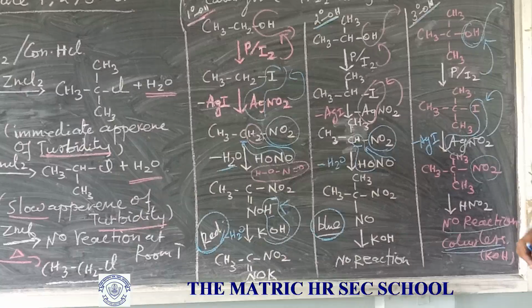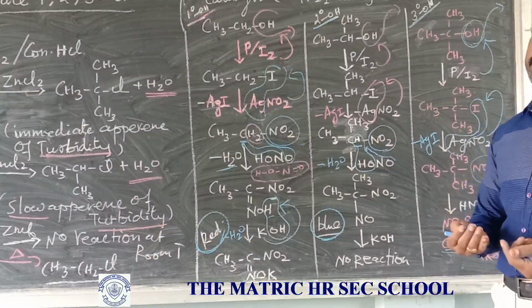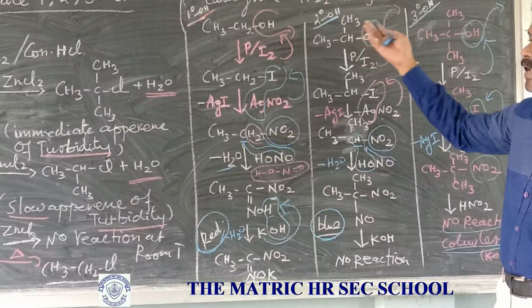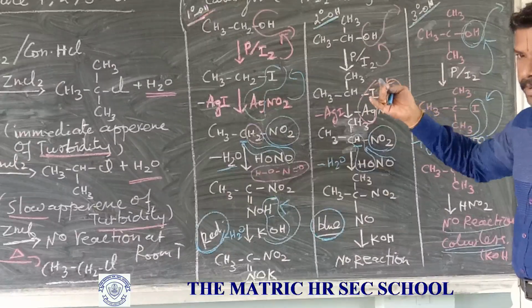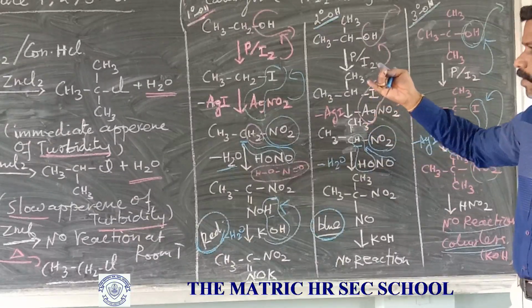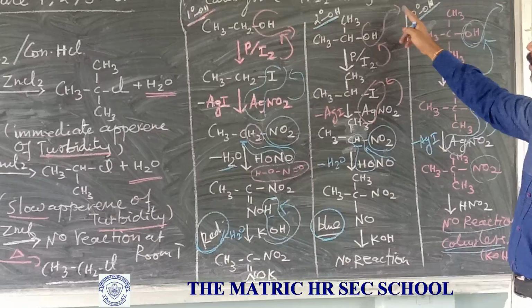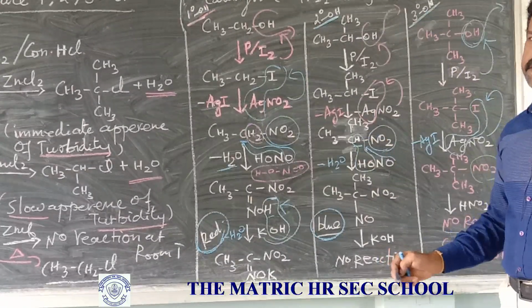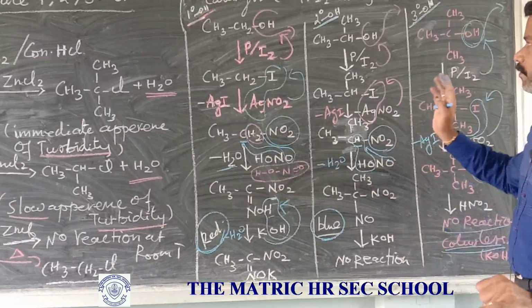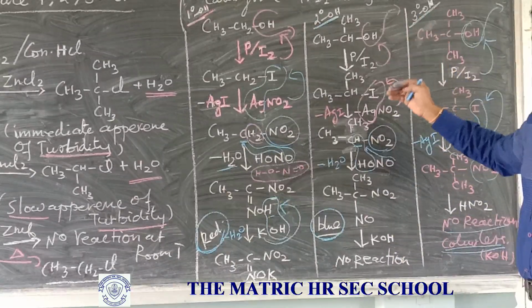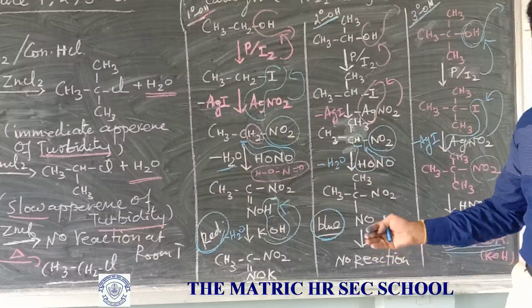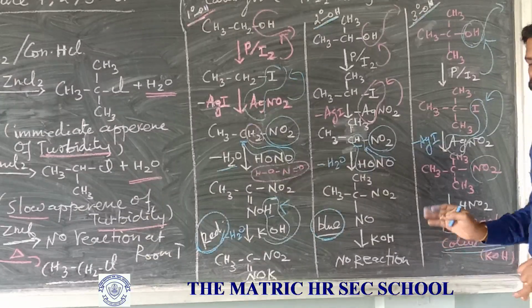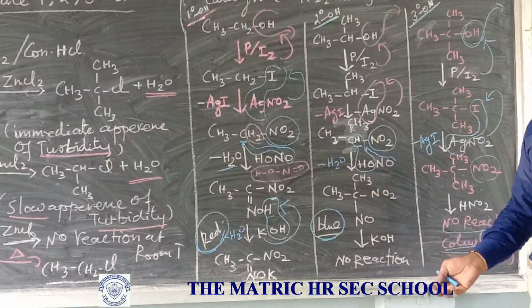So then, how will you identify primary, secondary, and tertiary alcohol in the Victor-Meyer test? First, for the primary alcohol, you will add the Victor-Meyer reagents one by one. You will finally get a red color, that is the primary alcohol. You add the Victor-Meyer reagents one by one, and finally you will get the blue color, that is the secondary alcohol. Colorless, that is the tertiary alcohol.